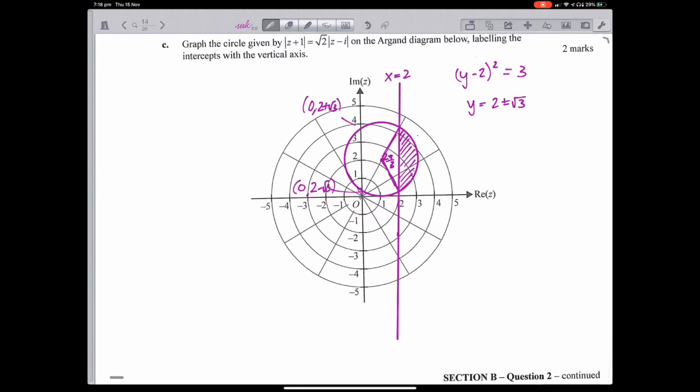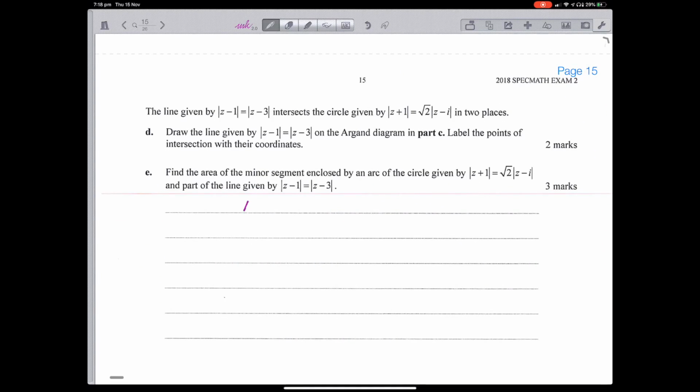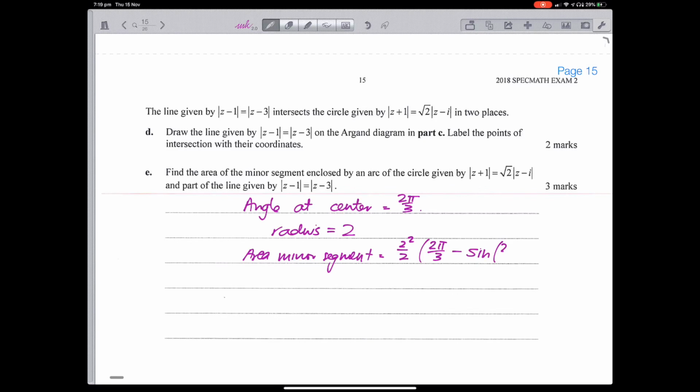Okay, so if that angle in there is 2 pi on 3, our angle at the center is 2 pi on 3. Our radius is 2. Therefore, the area of the minor segment, now it's r squared on 2 times the angle in radians, 2 pi on 3, minus sine of 2 pi on 3. That's the area of a segment.